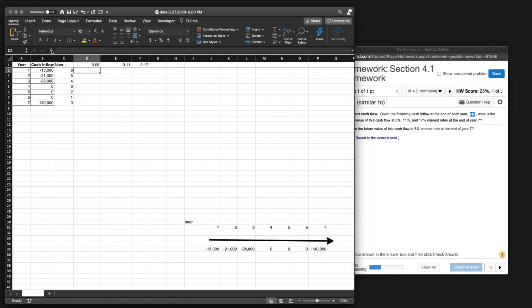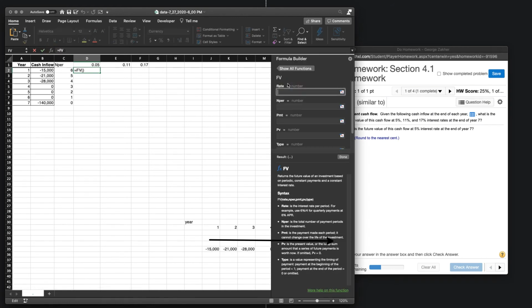We know our rate is 5% in this column. Now we're going to make it an absolute value. Just click F4. That will make sure it's absolute, so when we drag it, we can keep the same interest rate. Our number of periods will change, but in year 1, it's 6. There is no payment being made. We know our present value, so it's currently worth 15,000. And we know it's the end of the period, so we're going to go ahead with the 0 type. Now that we have that, we can just autofill.